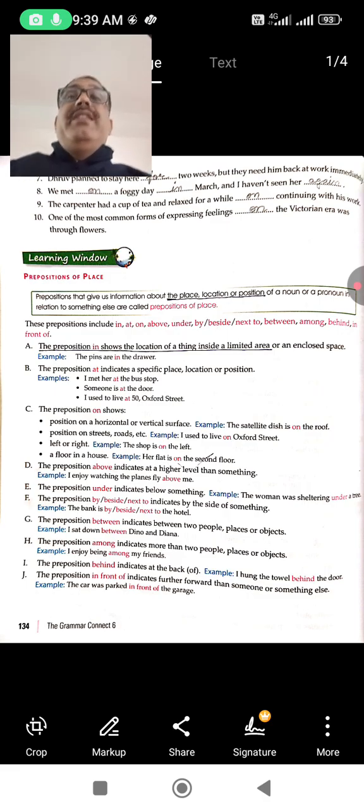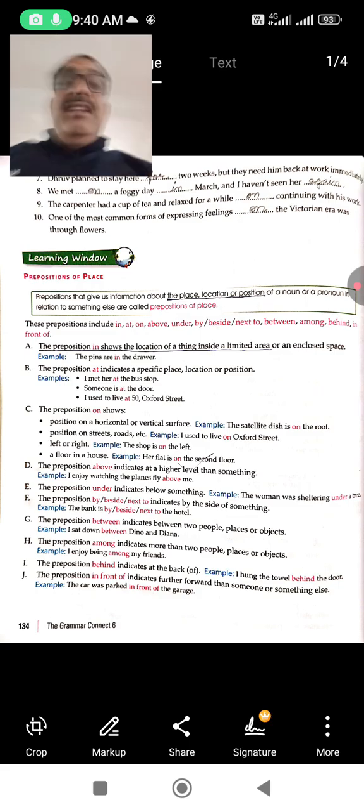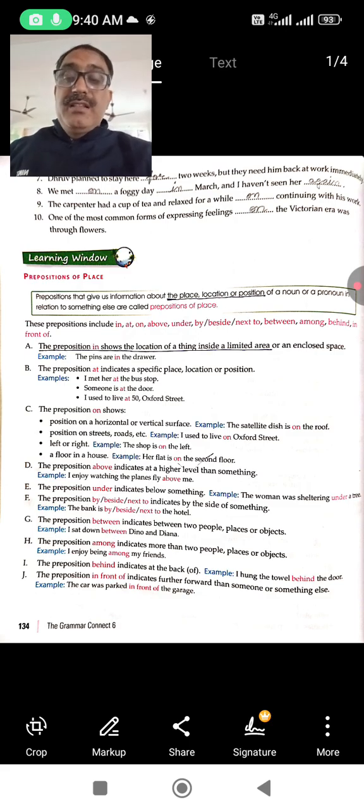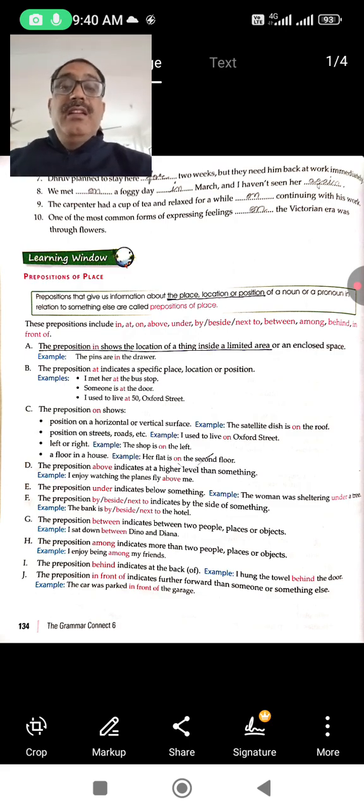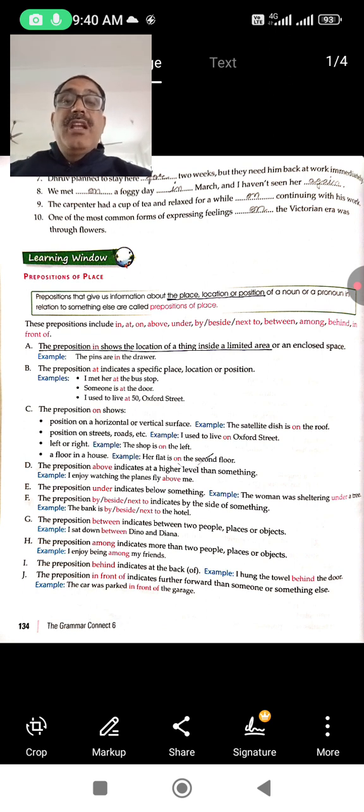Rule A, the preposition in. How is the preposition in used? The preposition in shows the location of a thing inside a limited area or an enclosed space. For example, the pins are in the drawer. In this sentence, in is the preposition.